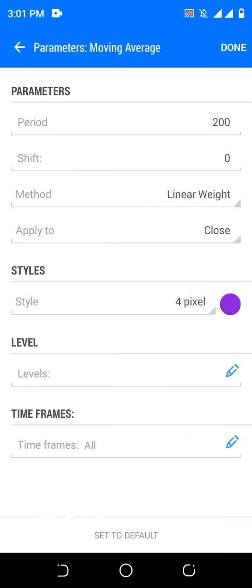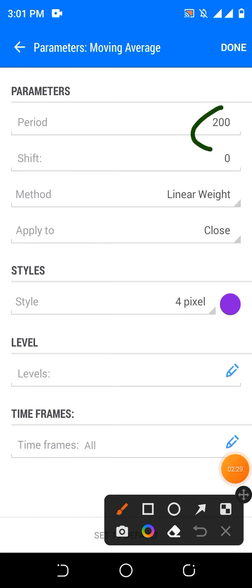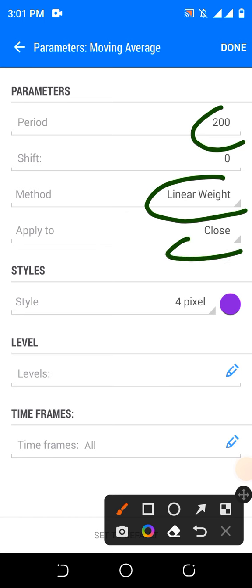The period is 200. The method is linear weights. Apply to close. For style, set 4 pixel, and choose the color of your choice. So this is for moving average. Once you're done, you hit done.